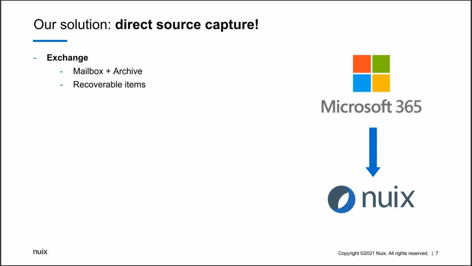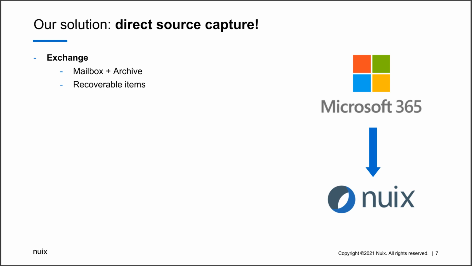And so you've heard me talk about this a few times already, but how do we actually solve it? Well, like most of you who are familiar with Nuix, you'll know that we target data in place. And so the 365 connector really is no different. We've built the connector to leverage Microsoft's official Graph API. And the way Nuix approaches it is to do direct source capture.